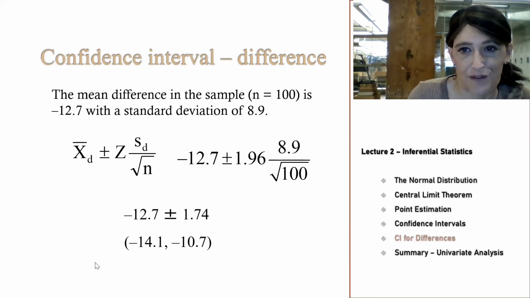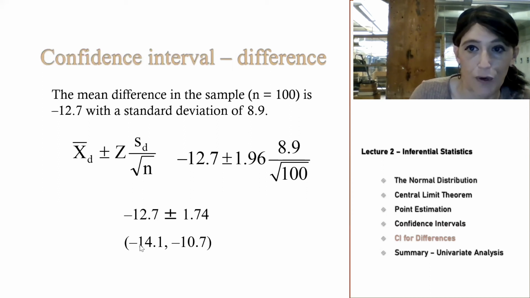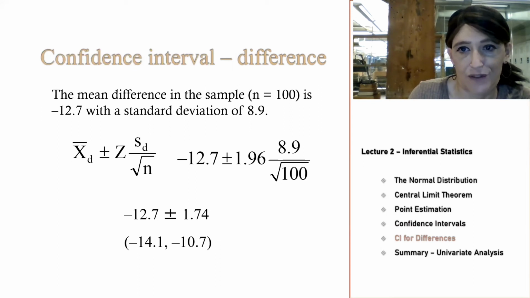So our mean difference was 12.7, standard deviation was 8.9. We plug that into our formula, add or subtract that from our estimate. And so the difference falls somewhere between -14 and -10. Well, so what that shows us is that we can be 95% confident that there's a difference somewhere between 10 and 14 points. So we would interpret this confidence interval as saying that the true population difference falls somewhere between -10.7 and -14.1. And so it does appear in this case that there's some difference between these two groups.